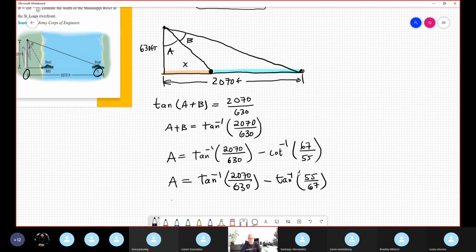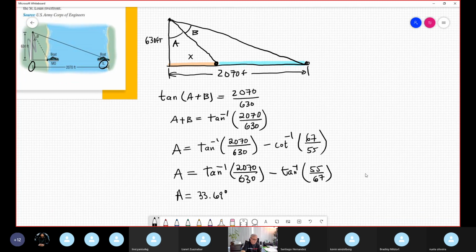Okay, so now calculate a moment. You put tangent inverse of something minus tangent inverse of something. I do in my calculator, the answer is 33.69 degrees. This is the angle A. Let me check it out in my own calculator. Is tangent inverse, remember second, tangent inverse. Guys, it's important that you practice in your own calculator because in the test you need to use it.